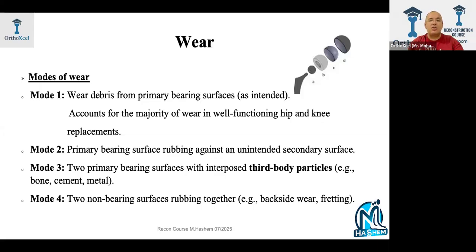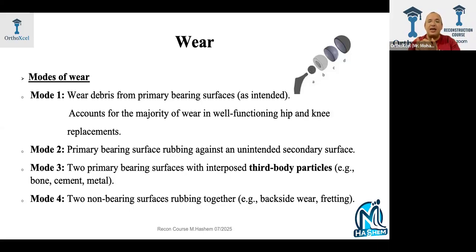So this is what is called expected wear. This is mode 2. Mode 3, if something comes between the two articulating surfaces, like a third body or a foreign body. Type 4, if this wear happens between non-bearing or non-articulating surfaces, something like the back of the insert or back of the plastic and the cup.